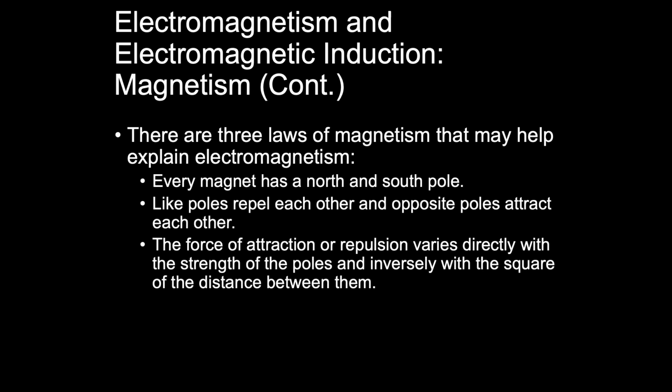There are three laws of magnetism that may promote an understanding more of electromagnetism. The first law is that every magnet has a north and a south pole. The second law states that like poles repel each other and opposite poles attract each other. The third law states that the force of attraction or repulsion varies directly with the strength of the poles and inversely with the square of the distance between them.